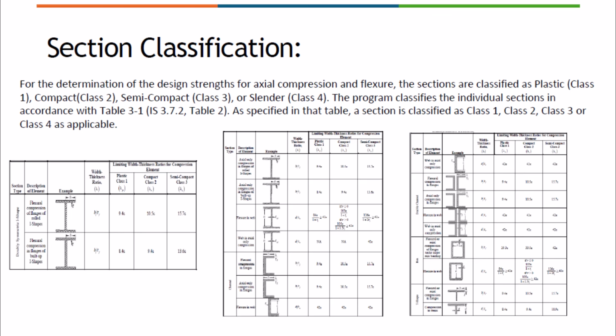Depending on the depth to thickness ratio and width to thickness ratio of webs and flanges respectively, it will also use the axial force that is generated in the member for checking the section classifications. So here are the screenshots from the ETABS design manual, which is as per Table 2 of IS 800.